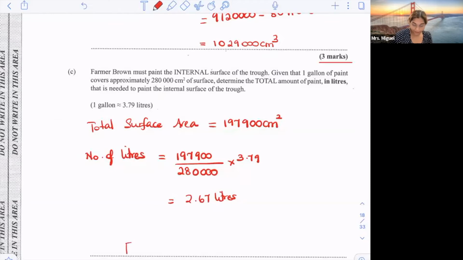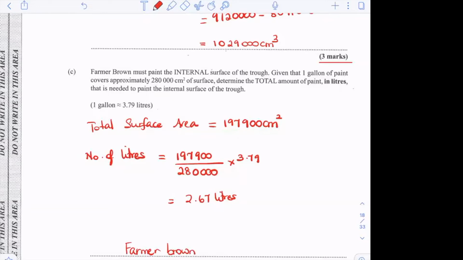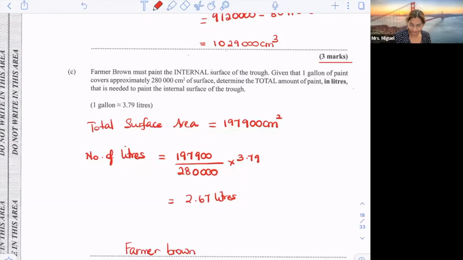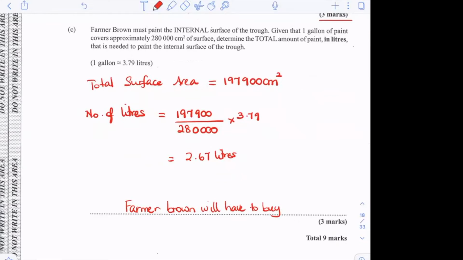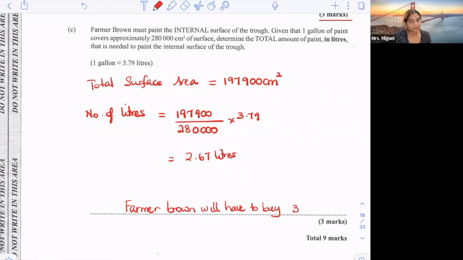So how many liters would Farmer Brown have to buy? That's about 2.6 liters. Now, do they sell half a liter of paint? How many liters will he have to buy? 3. Because they don't sell 0.6 liters. If he buys 2 liters, he would not have enough paint to paint the entire trough. So Farmer Brown will have to buy 3 liters. Do you all understand that? Yes. All right.